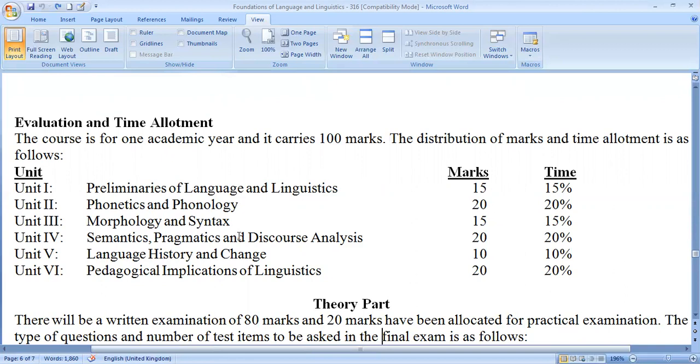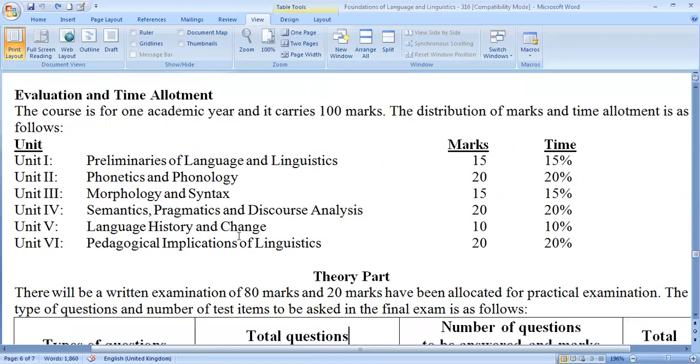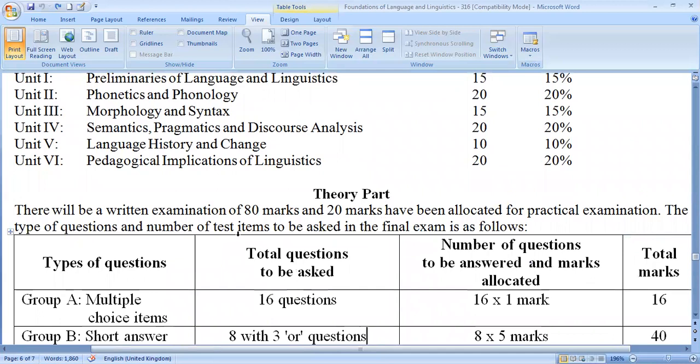in this unit captures 20 marks for the examination, and morphology and syntax, unit 3, captures 15 marks, and unit 4, semantics, pragmatics and discourse analysis, captures 20 marks, and unit 5, language history and change, captures 10 marks, and unit 6, pedagogical implication of linguistics, captures 20 marks. Especially, this course has two parts, one is the theory part, another one is the practical part. Especially, 80 marks will be for the theoretical perspective and 20 marks for the practical perspective.